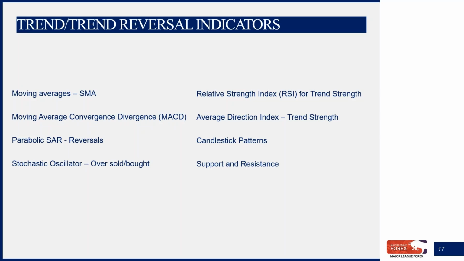They didn't really understand what it was meant to show. You can use parabolic SAR, typically for reversals, or that's an easy one. You can use stochastics for oversold, overbought areas. RSI is another one that will show you trend strength. That's a great one for this.